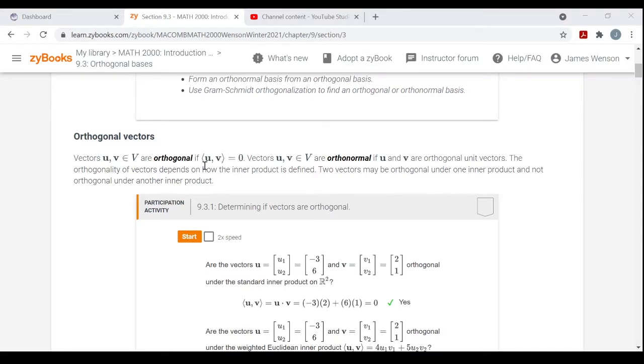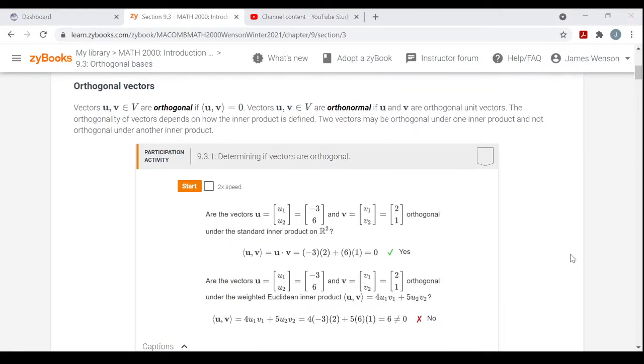So you see how the definition of orthogonal and orthonormal depends on how the inner product is defined. Whether or not vectors are orthogonal depends on the definition of the inner product. Two vectors may be orthogonal under one inner product and not orthogonal under a different inner product, even though you may still be talking about the same space. So they give us an example here, which I'll actually write out.